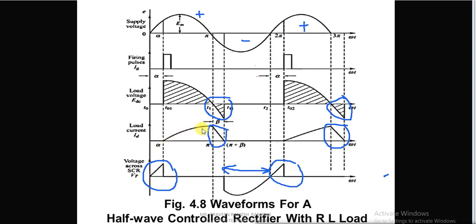Here you can see the increase in the current is gradual. As the current is increasing gradually, the voltage is decreasing gradually. So this is about waveforms for a half wave controlled rectifier with RL load.